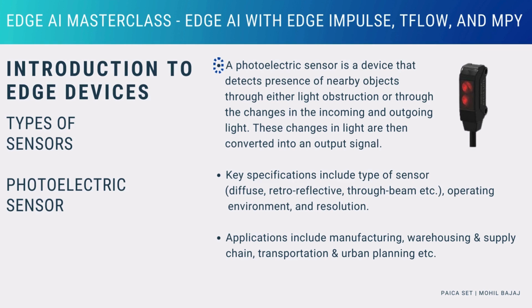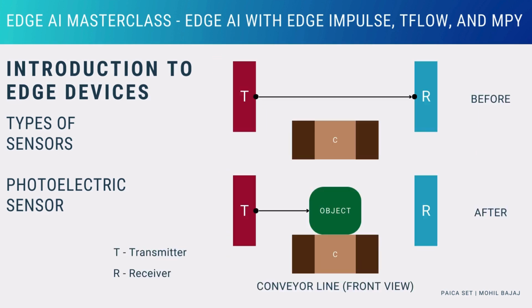There are typically three main types of photoelectric sensors. The first is the through-beam sensors, which have separate transmitters and receivers installed on opposite sides facing each other. The transmitter emits a beam of light, and if any object blocks this beam, the receiver detects the change.